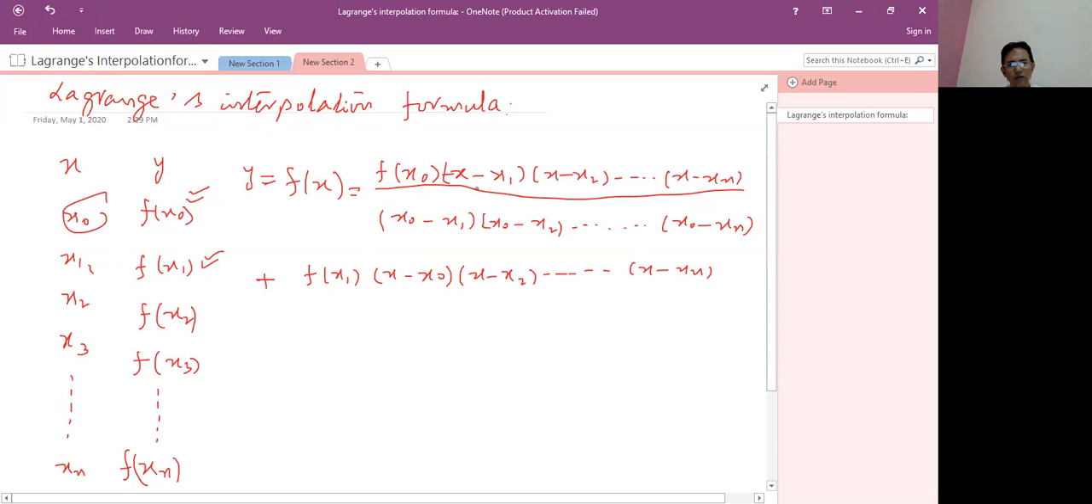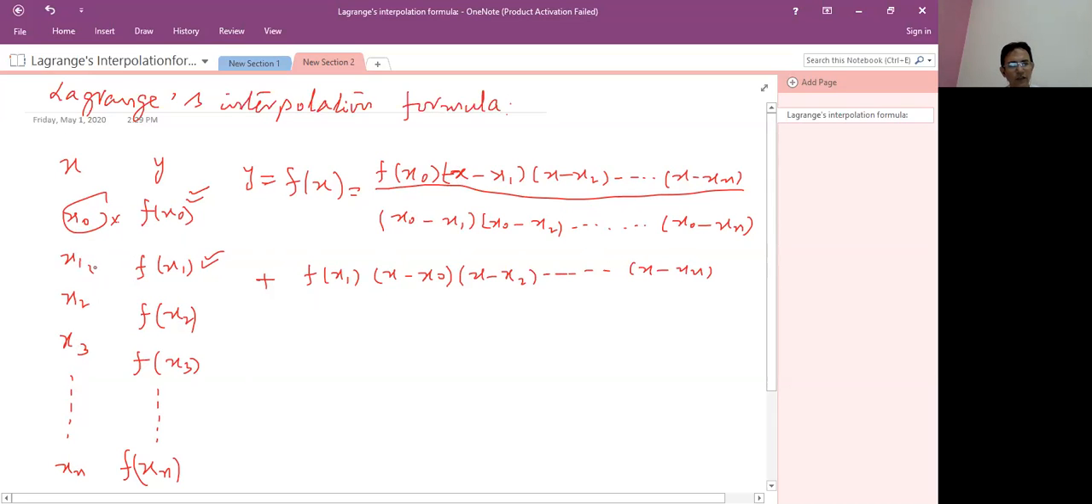When we consider f of x naught, the x naught we will skip there. So x is a known value. You have unknown when you have given in the question. So x is unknown. x minus x1, x minus x2, x minus x3, and x minus xn divided by x naught minus x1. Then whole fraction it should be divided by x naught minus x1, x naught minus x2, and up to so on x naught minus xn.